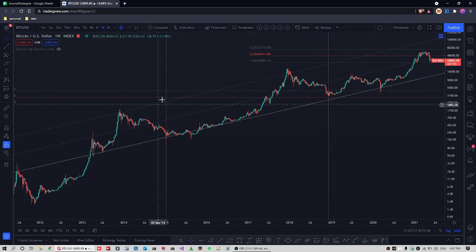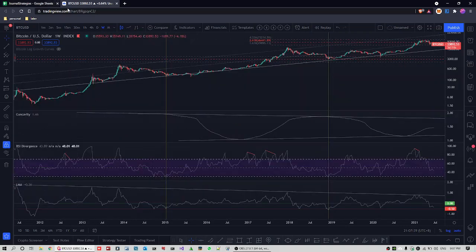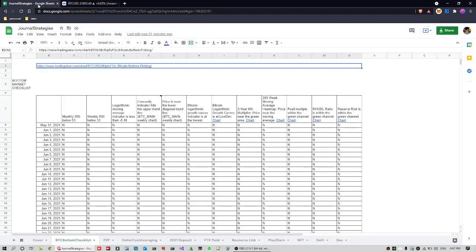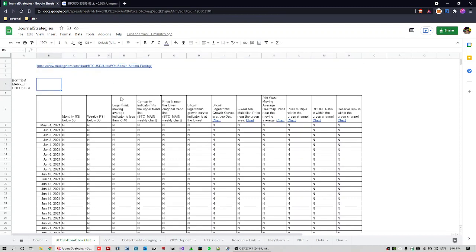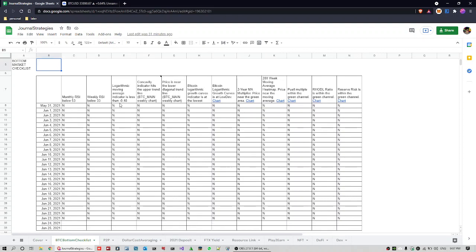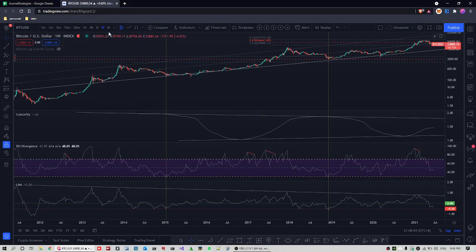Okay, so I created this Google Sheet so that I will have a checklist, so that I will not forget what to look for when identifying that the market or the price of Bitcoin has hit the bottom. So the first checklist item I have in here is the monthly RSI should be below 53. Okay, so let us check.